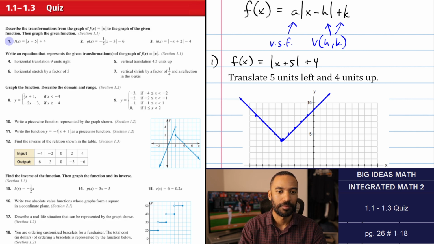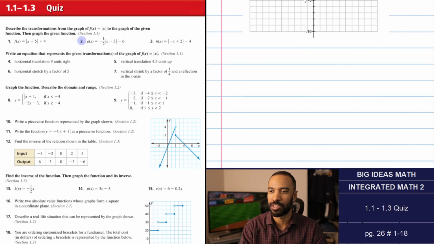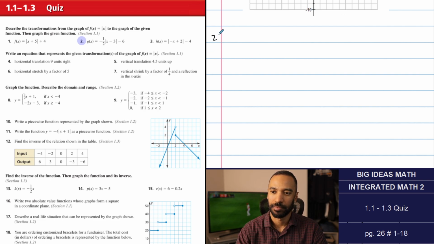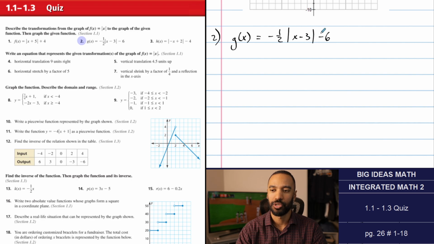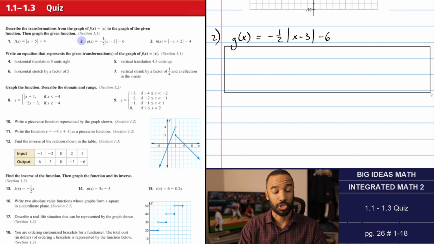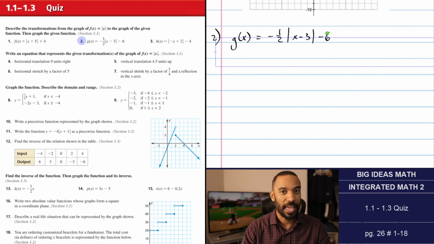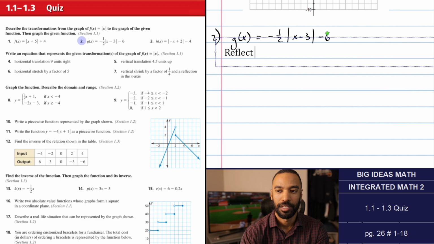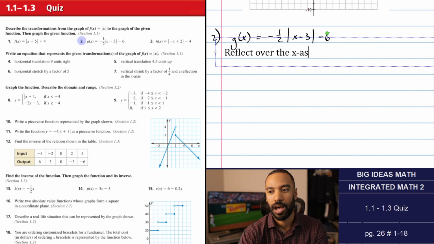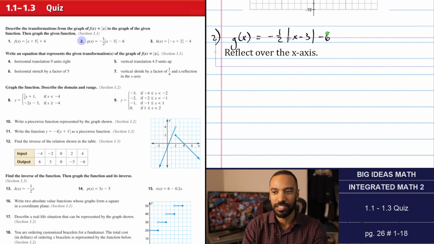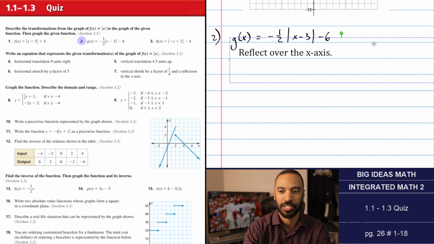Number 2. g of x equals negative 1/2 times the absolute value of x minus 3, minus 6. Okay, on number 2, we now have a, represented as negative 1/2. Both the negative and the 1/2 have two different things that affect your description as well as your transformations in general. From the negative portion, that's where we reflect over the x-axis. I think the book says it like reflect in the x-axis or something like that.